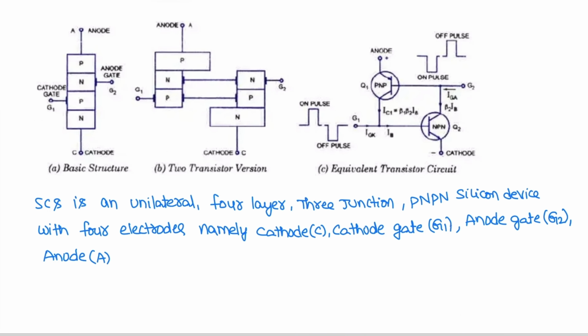Some more points related to the SCS: this silicon controlled switch is a unidirectional 4-layer 3-junction PN silicon device with 4 electrodes, namely cathode gate, anode gate, anode and cathode.